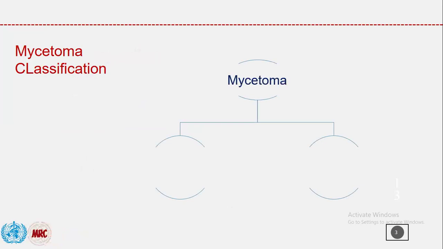Primary mycetoma results from inoculation of the causative pathogen into subcutaneous tissue, and it's classified into actinomycetoma, in which the causative agent is bacteria, and eumycetoma, in which the causative agent is fungi.